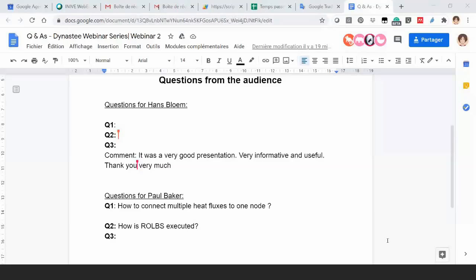So how is ROLBS executed? Well, that's really a question for the devisers of the test sequence, but in, for example, a test cell, there would be some calculation procedure to devise the ROLBS sequence, and then it's really a case of switching on and off heaters, I believe.